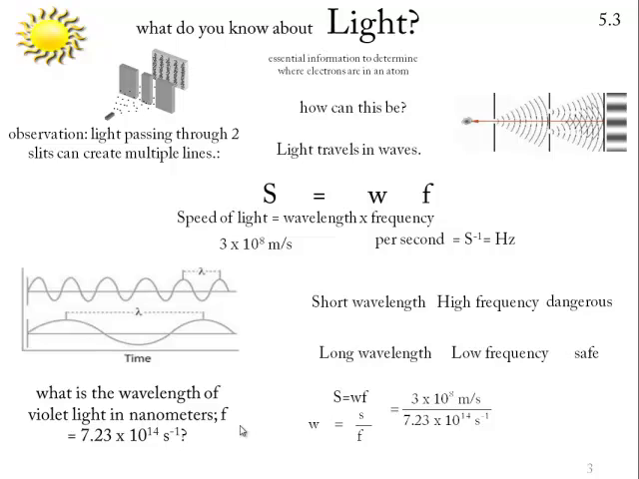The frequency is given, and the answer should come out in meters, and we get 4.15 times 10 to the minus 7th meters. I should convert that to nanometers. I think that there are 10 to the 9th nanometers in a meter, but there it is, 415 nanometers. And that's in the range of 400 to 700 nanometers, which is visible light. So that's just a little bit about light, how it travels in waves, and how therefore it has a speed, a wavelength, and a frequency. And the speed is a constant. This is Screencast 5.3.